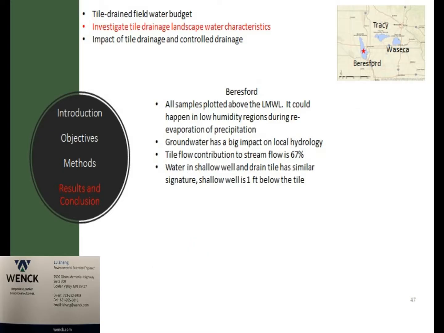So to summarize the explored data, all samples plotted above. Local meteoric water line could happen in low humidity regions, and groundwater has a big impact on local hydrology. Tile flow contribution to stream flow is 67%, and water in the shallow well and drain tile have a similar signature, and the shallow well is 1 foot below the tile.